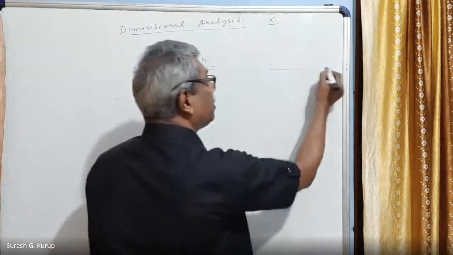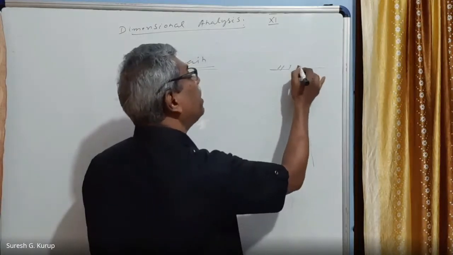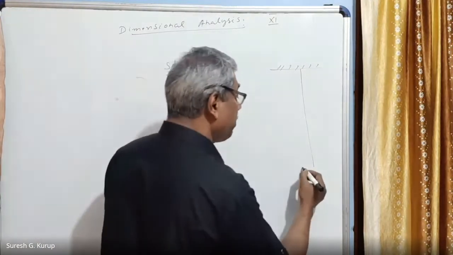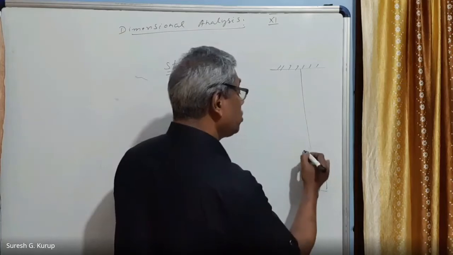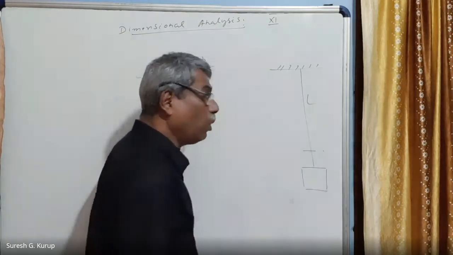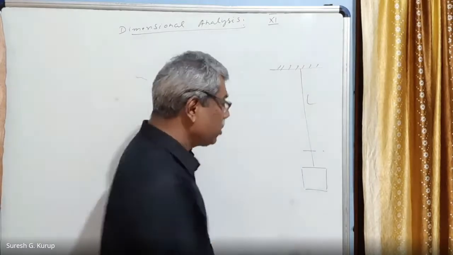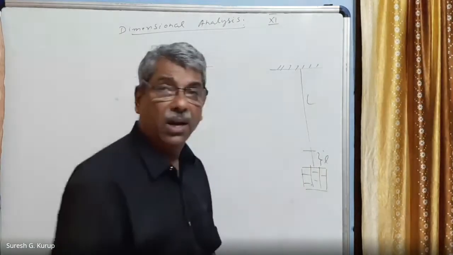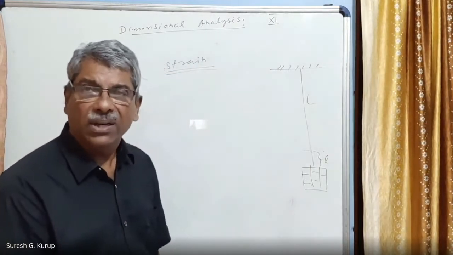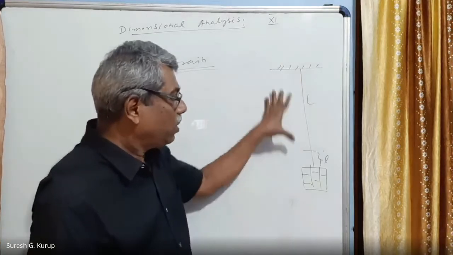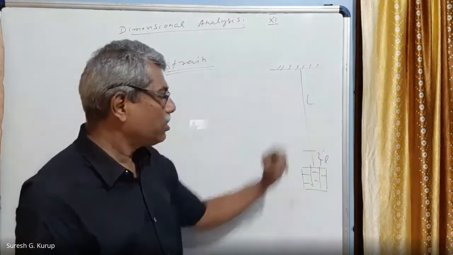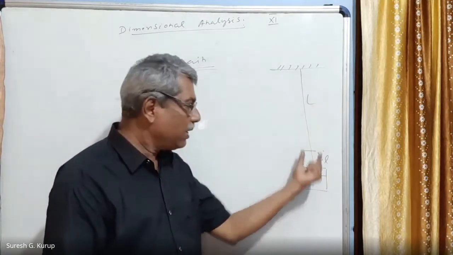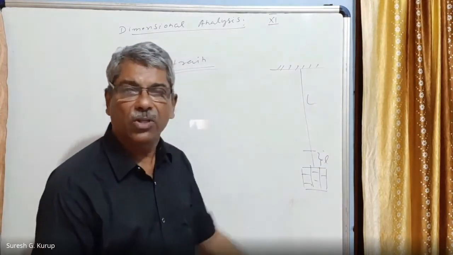Suppose a thin wire is hanging from a rigid support, and it is attached to a big weight here. So this much was the original length of the wire, right? By the application of this weight, the length is extended by another small value l. So the wire has an original length equal to capital L. Now, by the application of a weight at the free end, it is extended by a small value, a small l, right?